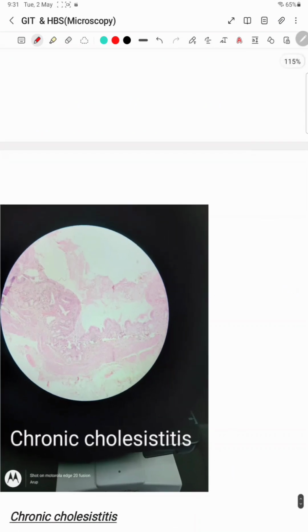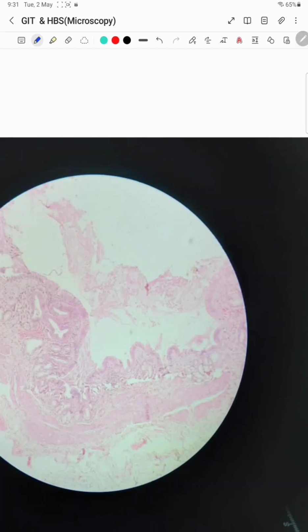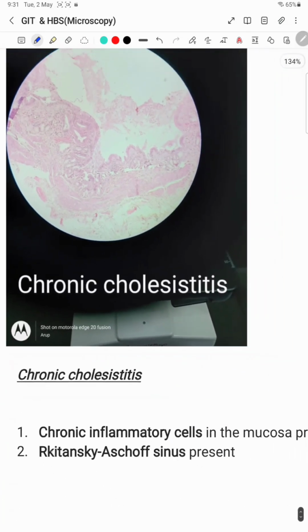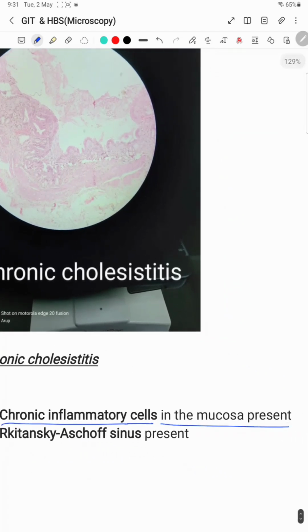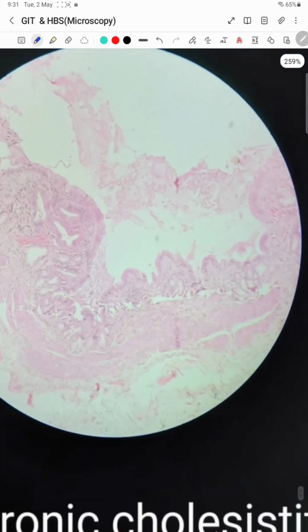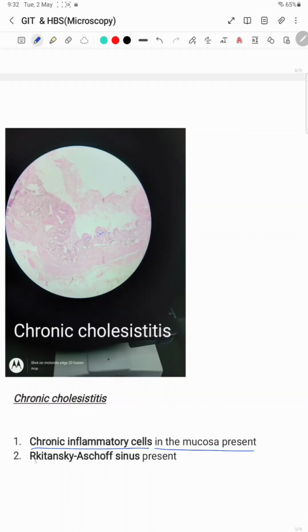This is a microscopy of chronic cholecystitis. Here, what is the first point? Chronic inflammatory cells are present in the mucosa. Here you cannot see properly in this microscopy, but the deep blue colored cells present here are the chronic inflammatory cells, and we can see the Rokitansky-Aschoff sinus.